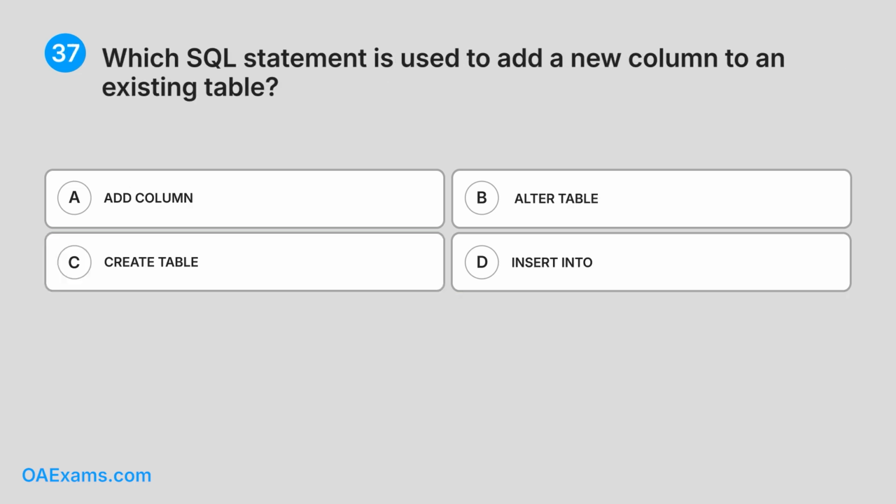37. Which SQL statement is used to add a new column to an existing table? A. ADD COLUMN. B. ALTER TABLE. C. CREATE TABLE. D. INSERT INTO. Can you guess the answer?